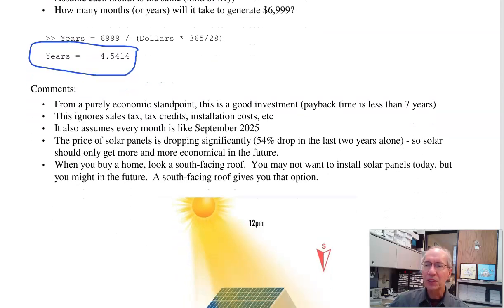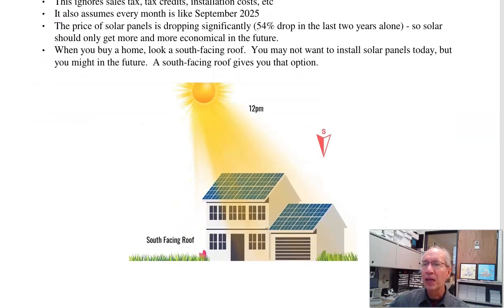And kind of one suggestion. When you buy a house, look at the roof. You want a roof that faces south. Even if you don't install solar panels today, you might want to in the future. You're going to get more and more cost effective. Having a south-facing roof gives you that option. Currently, there is no premium for houses with south-facing roofs. My guess is that there will be. So just a word of advice. When you're looking for houses, look at the roof. It will matter in the near future.